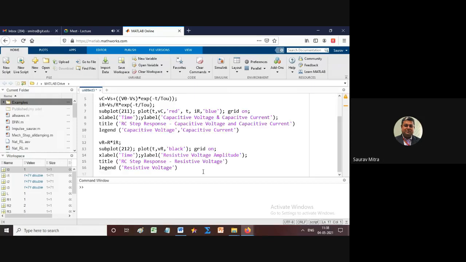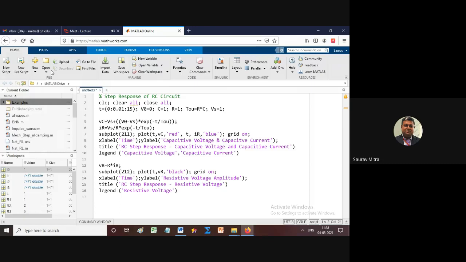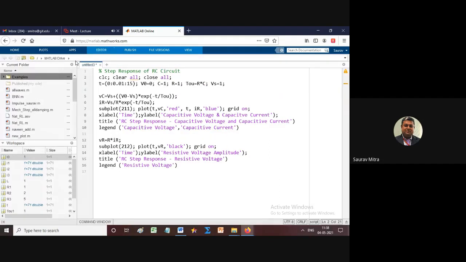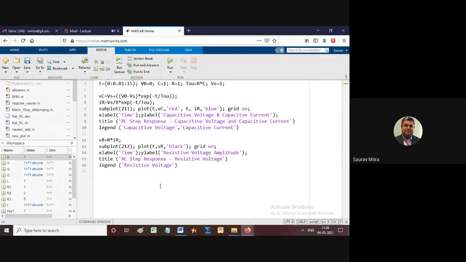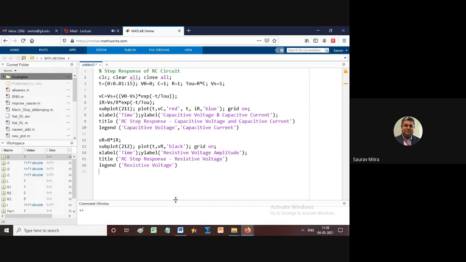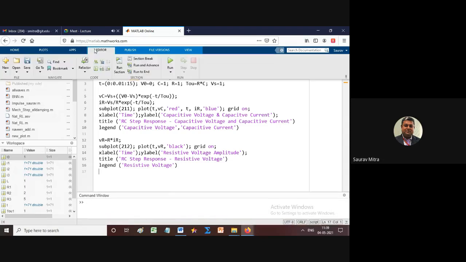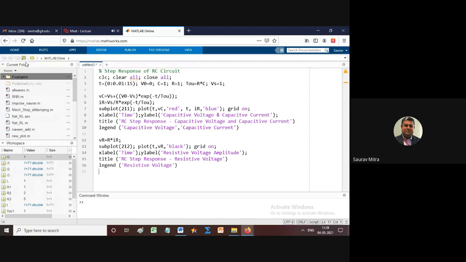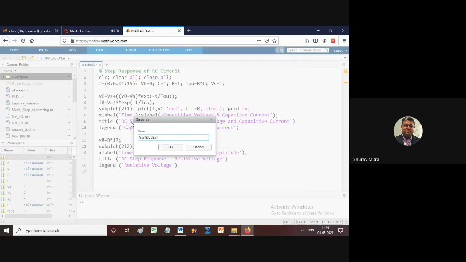So what I'm going to show you now is the step response of RC. So first I'll save it. So go to the editor, take the command window like this, and come to the editor and save. I'll give it the name step underscore RC.